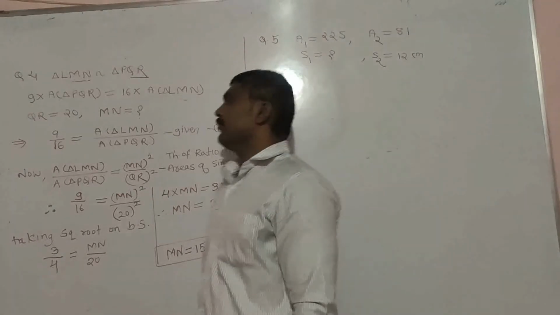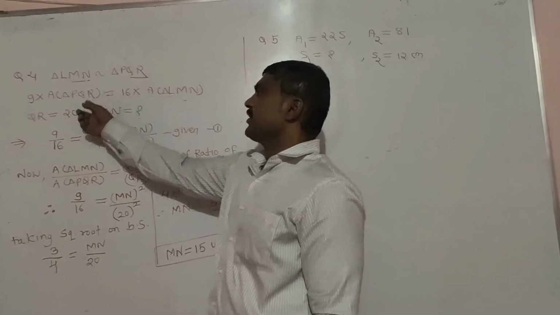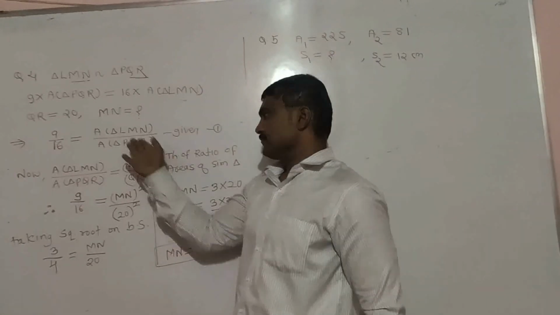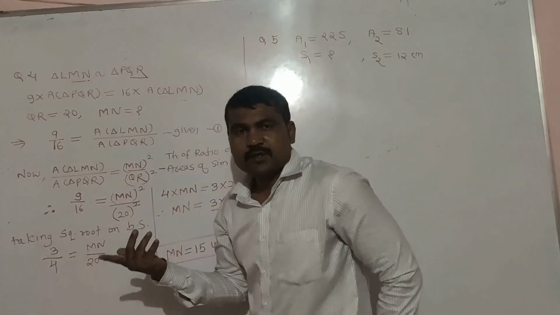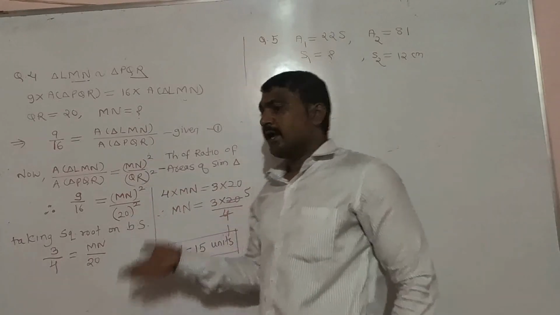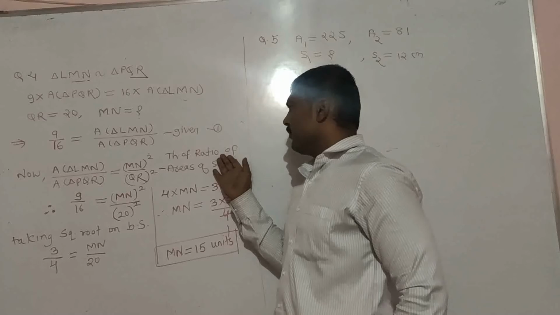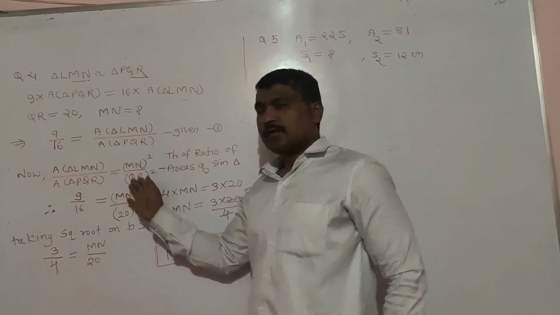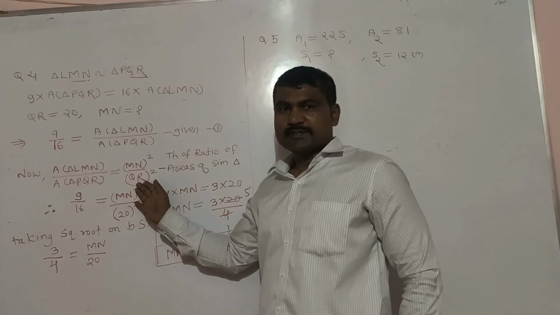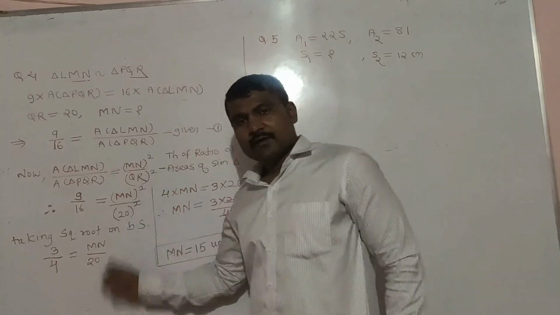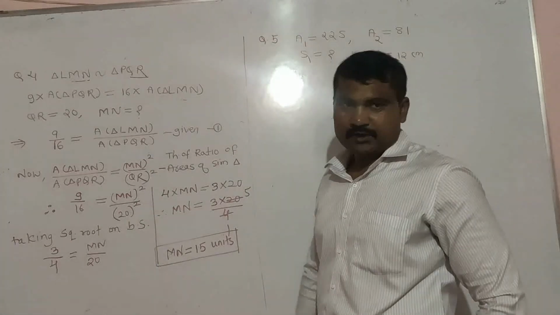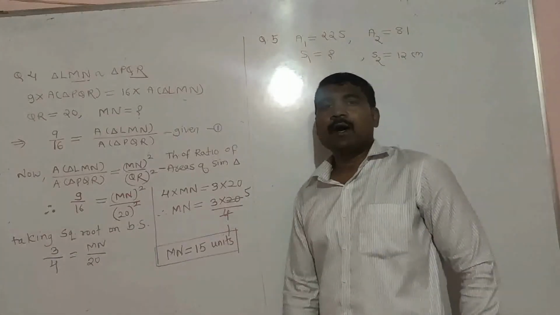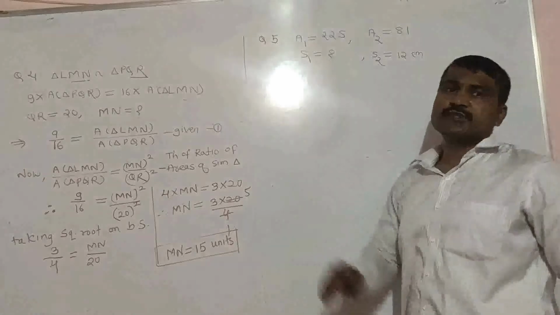What I have done, I have just interchanged these two terms, and we can see now here areas, ratio of area is given. That's why I have applied the theorem of ratio of areas of similar triangles. So the formula is ratio of corresponding sides squared, and further the problem is solved here. Understood? So this is for problem number 4. Now I am taking next question number 5.